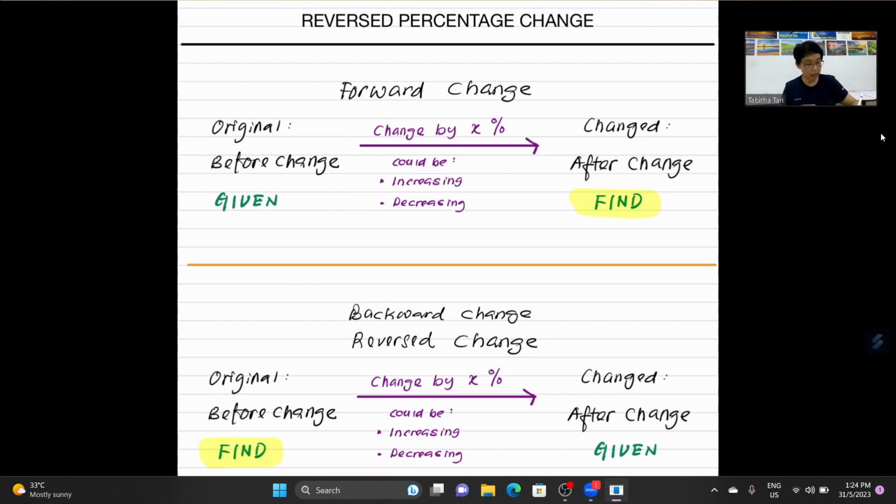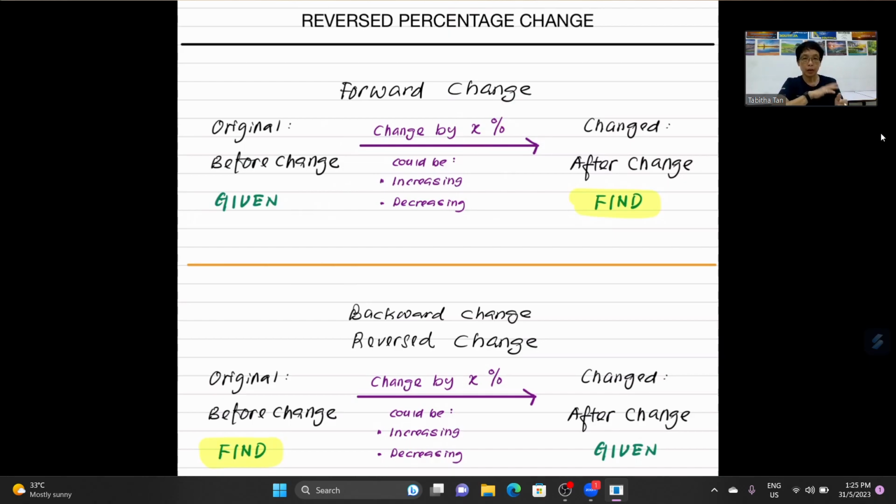This change is encapsulated in a certain amount of percentage. The question will give us the original and the percentage, and ask us to find the quantity or value after the change. For the pen, it could be the discounted price or the sales price. For the population, it is the final figure, the total number of people on the island after the increase.